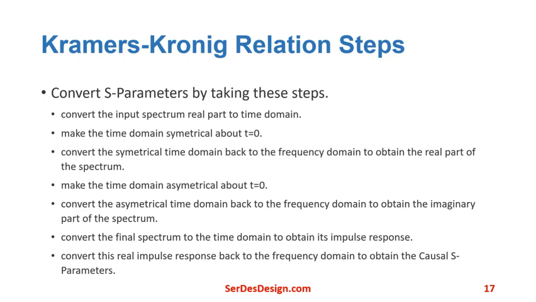Convert the symmetrical time domain back to the frequency domain to obtain the real part of the spectrum. Make the time domain asymmetrical about t equals 0. Convert the asymmetrical time domain back to the frequency domain to obtain the imaginary part of the spectrum. Convert the final spectrum to the time domain to obtain its real impulse response, and convert this real impulse response back to the frequency domain to obtain the causal S-parameters.